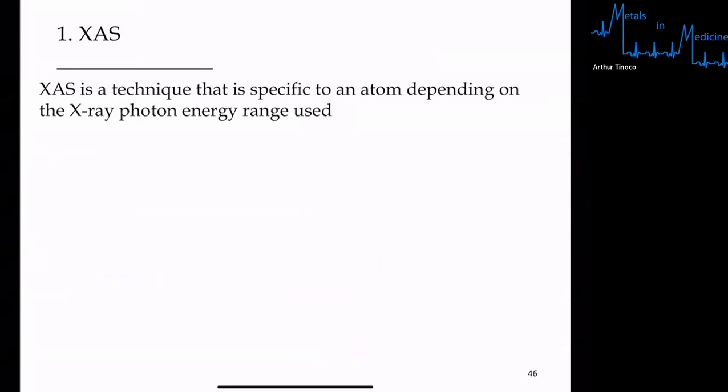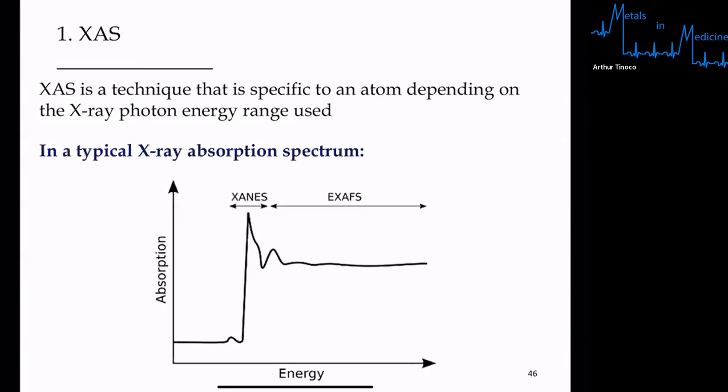So what do I mean by that? Well, you need to apply a particular energy in order to look at an element of interest. So an X-ray photon energy range has to be used to look at these type of elements. And so what I'm going to show you here is the typical spectrum of an X-ray absorption. So here we have absorption versus energy. And what we're seeing are the different features.